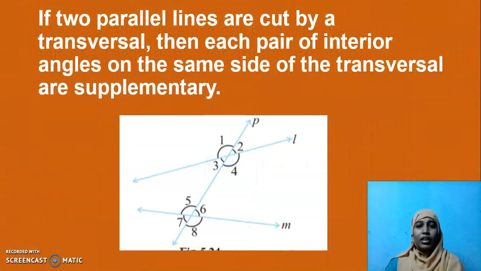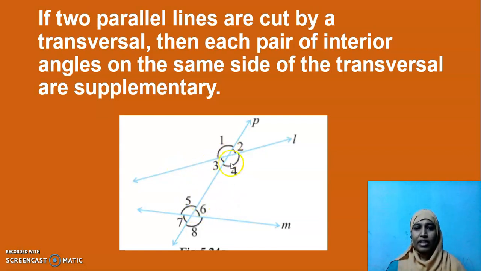Okay. The third thing is, here we don't have parallel lines, but you should have parallel lines here. Only then will this property stand true. What do they say? Each pair of interior angles on the same side of the transversal is supplementary. See here, interior in the sense in between these two lines, we have four angles 3, 4, 5 and 6. These four are interior angles. Another condition is they should lie on the same side of the transversal. Which pair lies on the same side of the transversal? 4 and 6 is a pair. 3 and 5 is a pair.